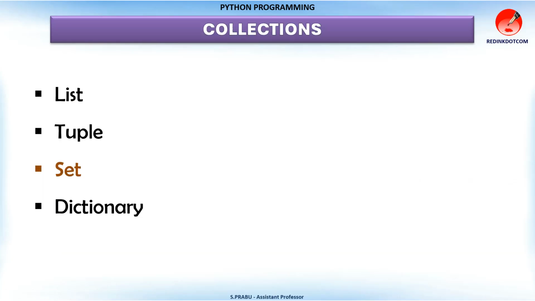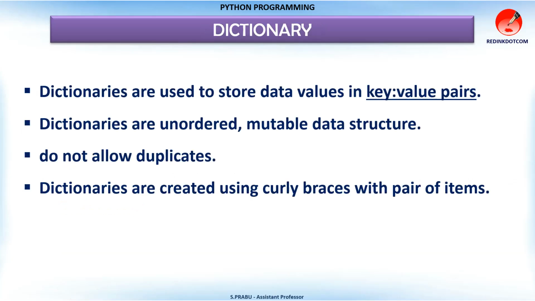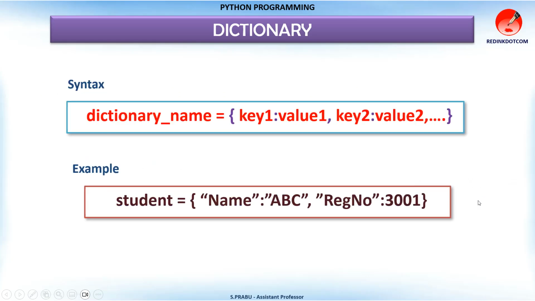So after the set concept is over, now we will discuss the dictionary. Like list, tuple and set, a dictionary is also used to store multiple data items. But the main difference is that it stores pairs of values, called key-value pairs. Dictionaries are an unordered, mutable data structure and do not allow duplicate keys. Like sets, dictionaries are also created using curly braces but with pairs of items. This is the syntax for creating a dictionary.